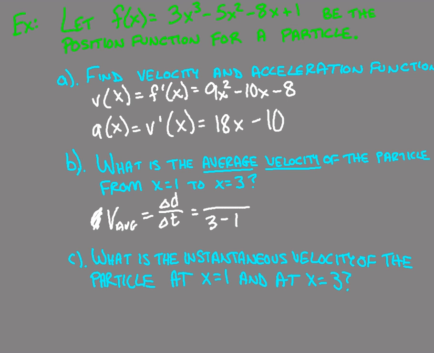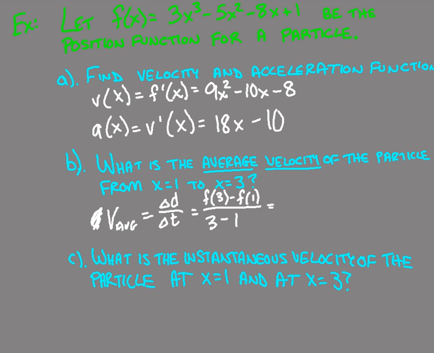Whatever I put here on the bottom, because this is my change in time, I'm going to do the same thing but with my function, my change in distance up top. So f of 3 and f of 1. This should be how I set it up every time. Okay, so I'm just going to plug into my equation now to find out what those values are.